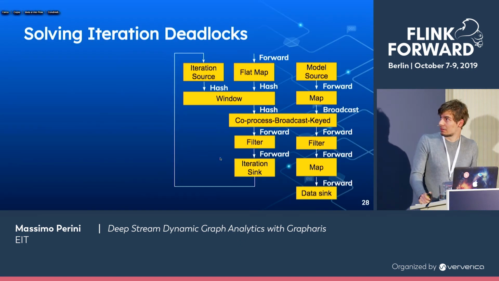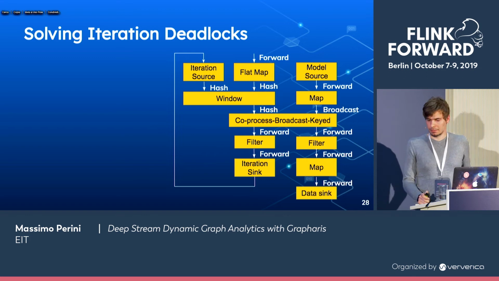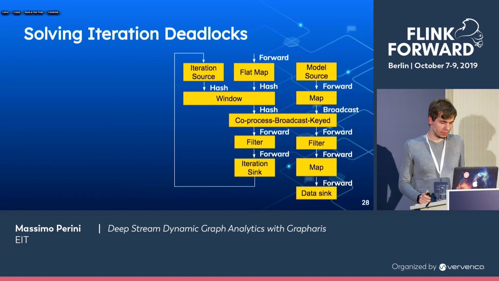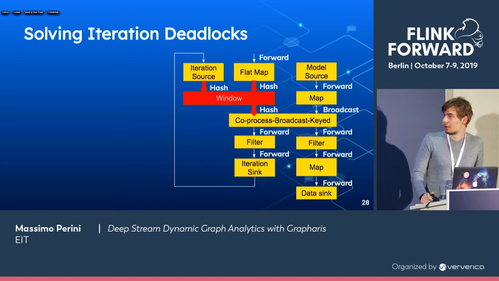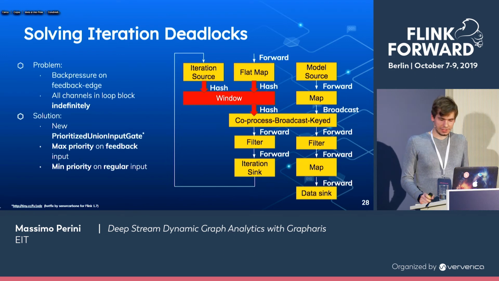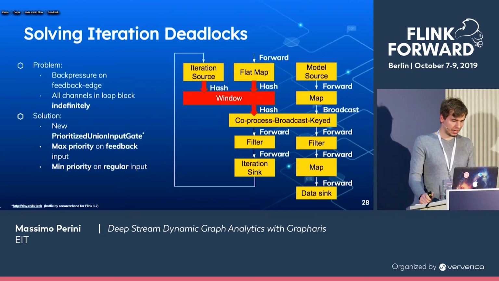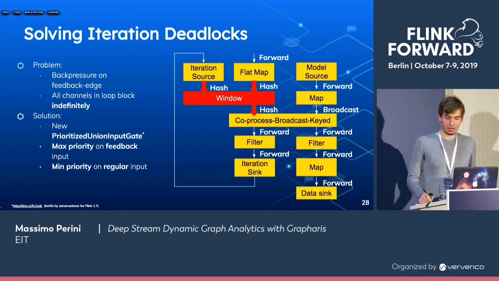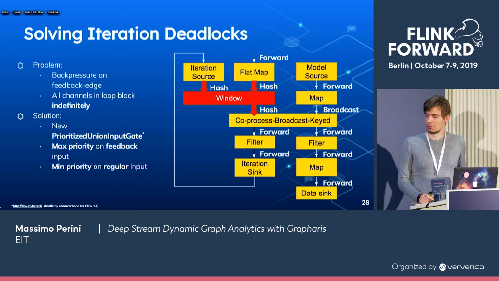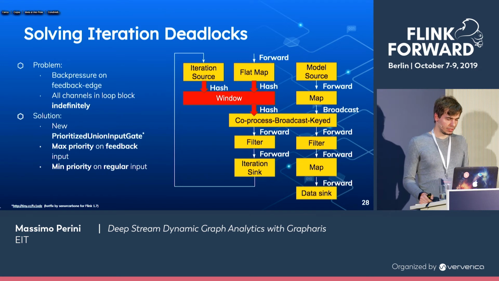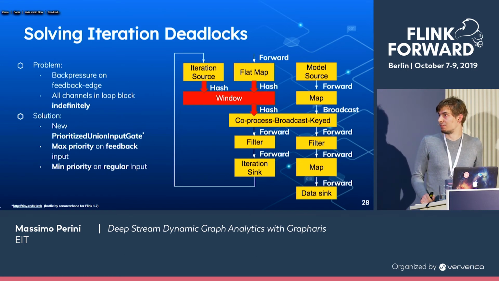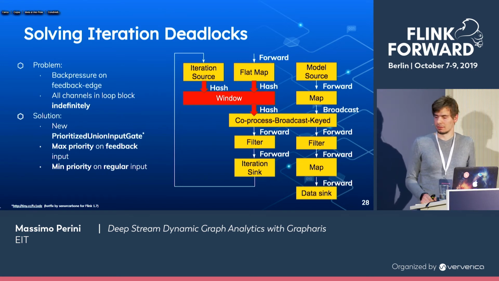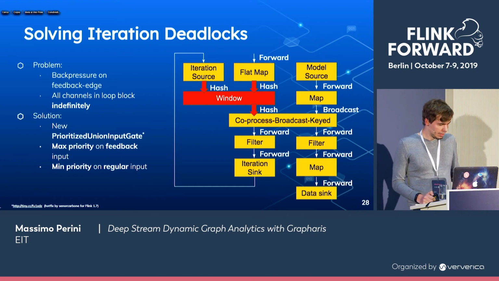We still have a problem, that is the fact that Flink may have deadlocks while it runs iterations. We fixed this using a prioritized input. So we are giving higher priority to the iteration input over the standard input, because the iteration will be finished sooner or later, while the other input will not.